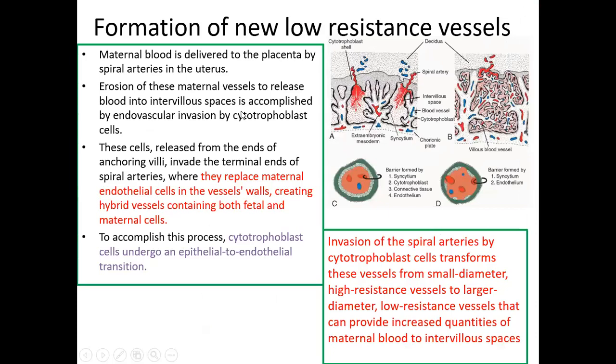Now, after the uteroplacental circulation is established, there is one more thing. The maternal blood is delivered to the placenta by the spiral arteries. We know that the vessel was supplied by the straight arteries, and the spongiosum and the compactum layers were being supplied by the spiral arteries. So the maternal blood is delivered to the placenta by spiral arteries in the uterus. Now the erosion of these maternal blood vessels will take place to release the blood into the intervillous space.